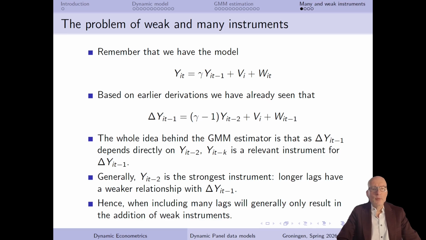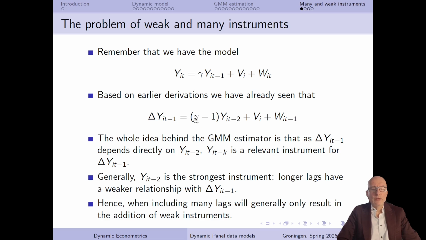The nice thing about this equation is that it immediately shows the relationship between our endogenous regressor, delta YIT minus 1, and a potential instrument, YIT minus 2, because YIT minus 2 is on the right-hand side of the equation of delta YIT minus 1. Therefore, it is a relevant instrument for this endogenous regressor, delta YIT minus 1. But we also see that this is our coefficient. It is equal to gamma minus 1.